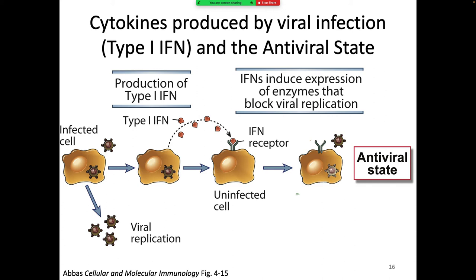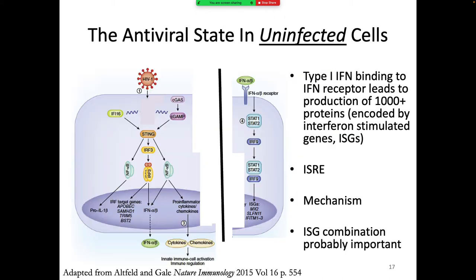So what you can realize here is that this antiviral state must be kind of cool. I mean, it allows you to not get infected with viruses. I showed you up there, can't be infected. Again, I usually think about it in the uninfected cell, not in the infected cell. So what will happen is that we have this type 1 interferon, either alpha or beta, that is made. It's going to bind to the interferon receptor on the neighboring uninfected cell.